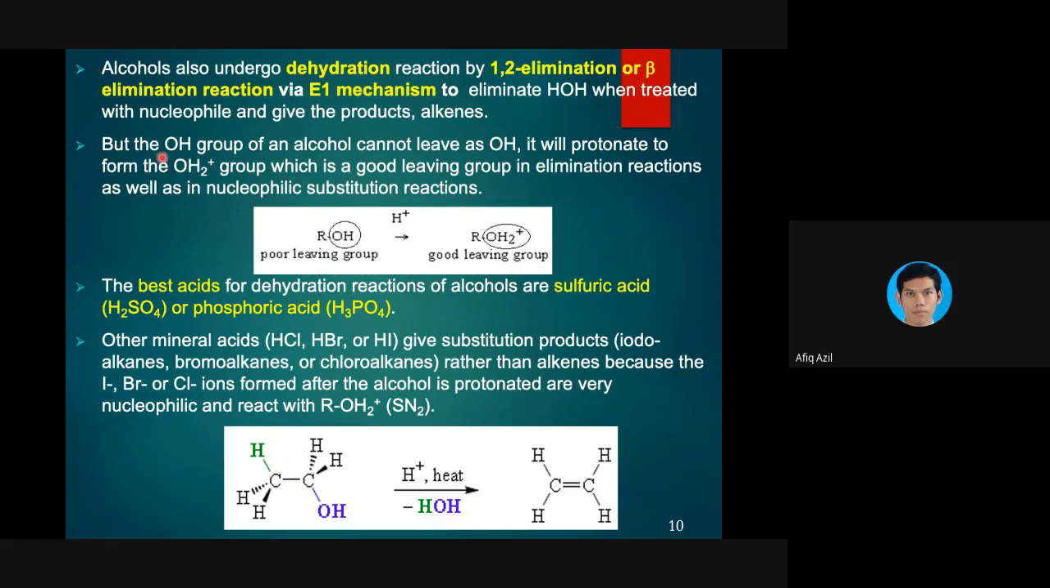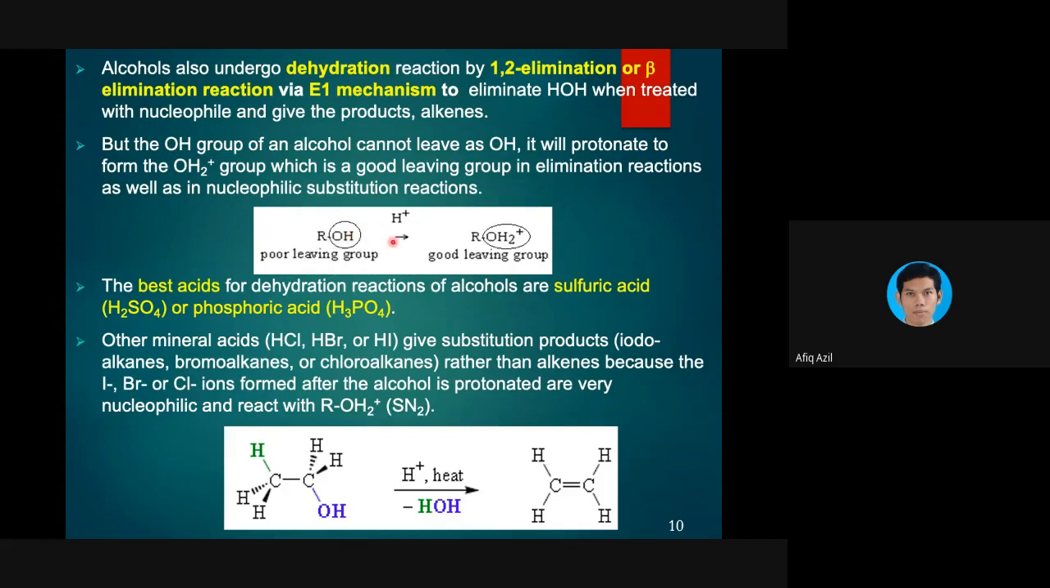If you look over here, the OH group of an alcohol cannot leave as OH. It will need to be protonated first. It will protonate to form the OH2+ group, which is a good leaving group in elimination reactions, as well as in the nucleophilic substitution reaction. So OH is a poor leaving group, so you have to protonate.